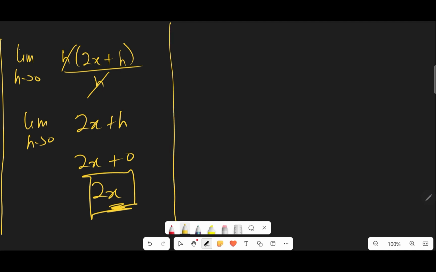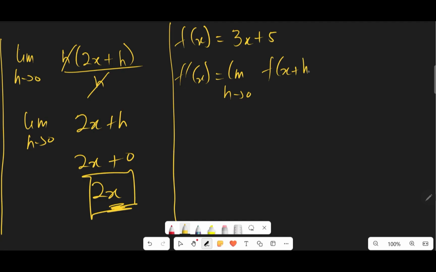So we have f of x being equal to 3x plus 5. Now we know the formula to be f prime of x being equal to the limit as h approaches 0 of f of x plus h minus f of x, all over h. So anywhere I see x in the f of x, I'm going to put x plus h over there. Is that okay? So let's put in.